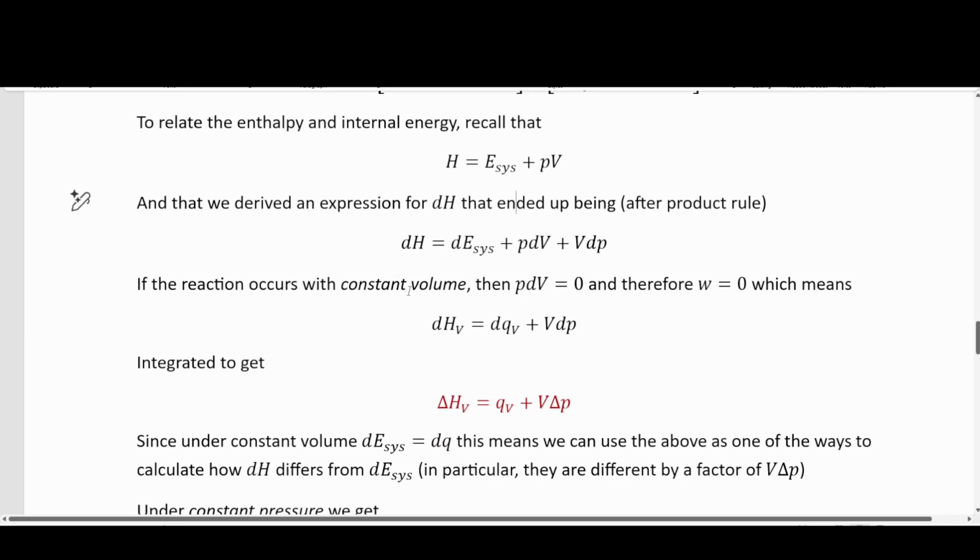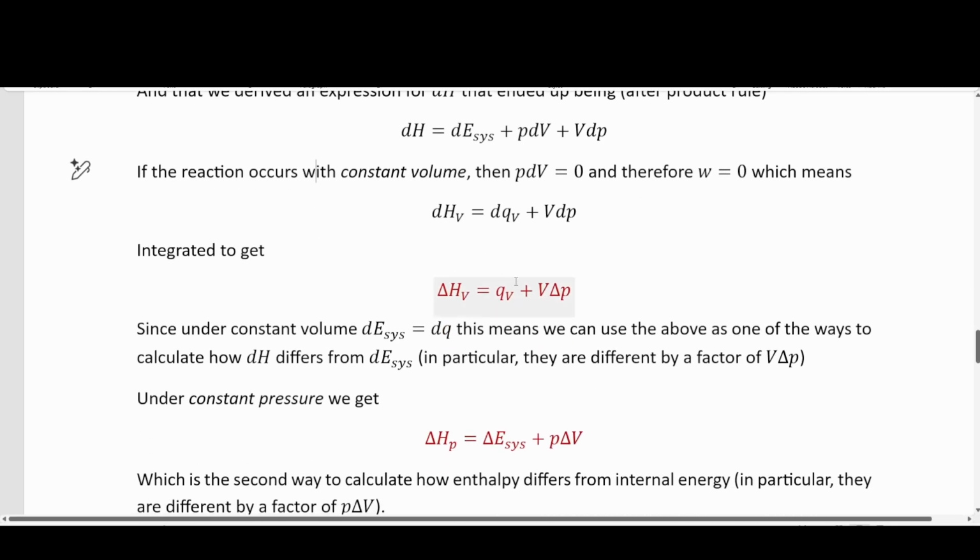If the reaction occurs at constant volume, then this PdV will be equal to 0 and work will be equal to 0, and so we have this, where we now say that the change in internal energy is just the heat plus this V times dP. We integrate this to get this right here, where we have the change in enthalpy at constant volume being equal to the heat plus V times the change in pressure.